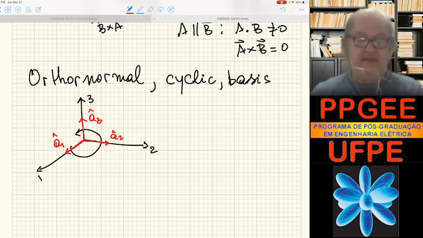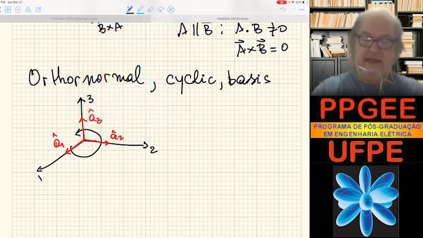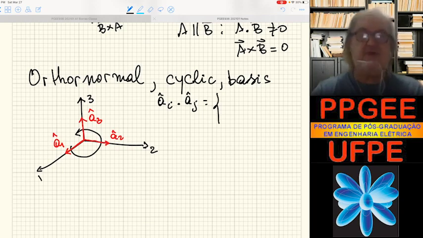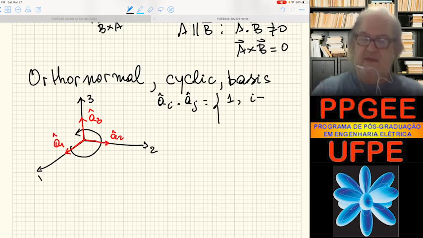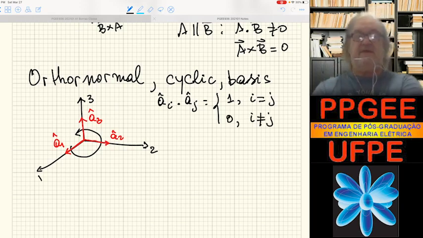Right? And what do those vectors have in common? What are the properties? We have three mutually orthogonal versors in which they satisfy A_i dot A_j equals 1 if i equals j, the unit vectors, right? So A_i dot A_j equals 1 if i equals j and 0 otherwise. Right? That's the first property of the set of basis versors.